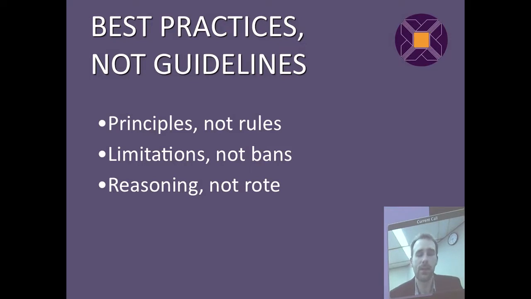And finally, as I said, this is going to require reasoning instead of rote. It's just not a document that you can just apply without thinking. So the next section is about why fair use matters to librarians. I actually think Rachel did a fantastic job saying, essentially, fair use matters to you all the time.